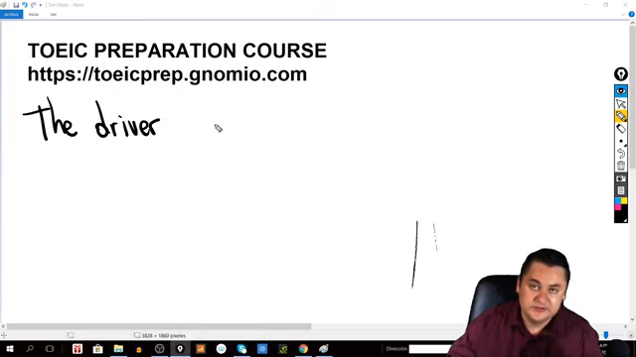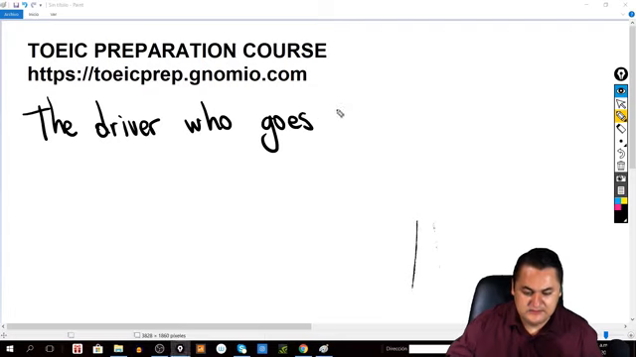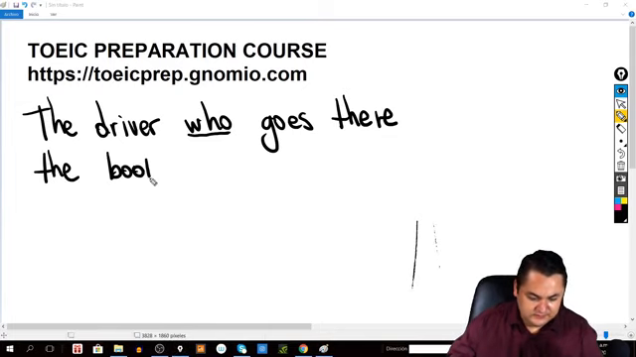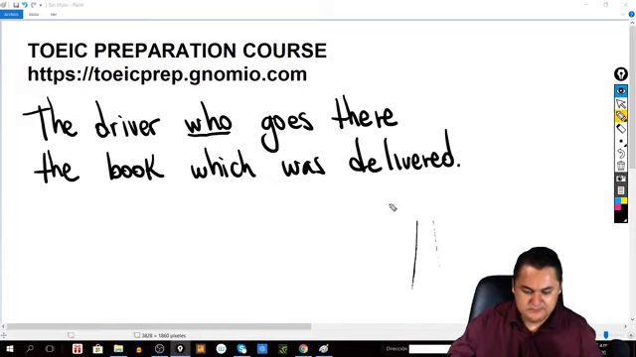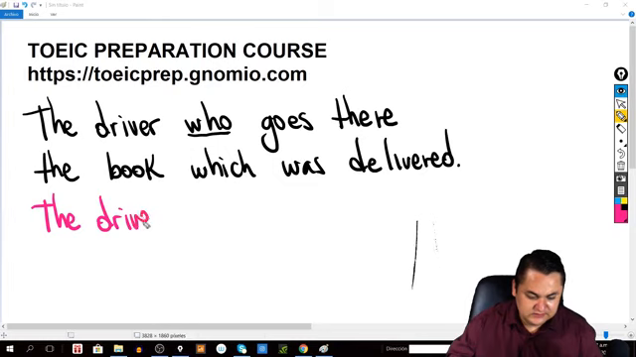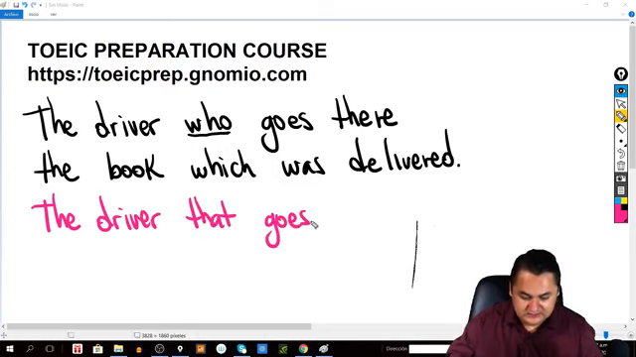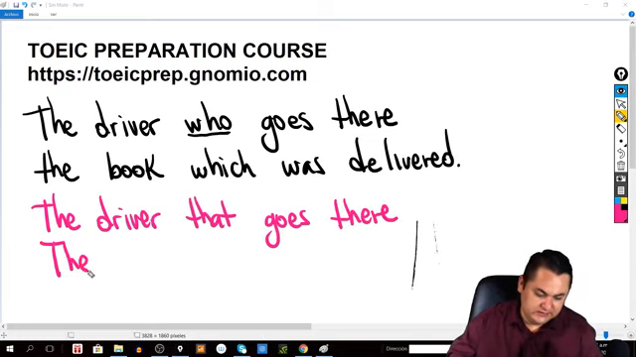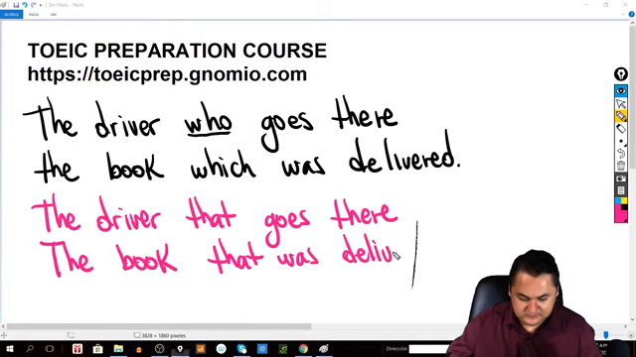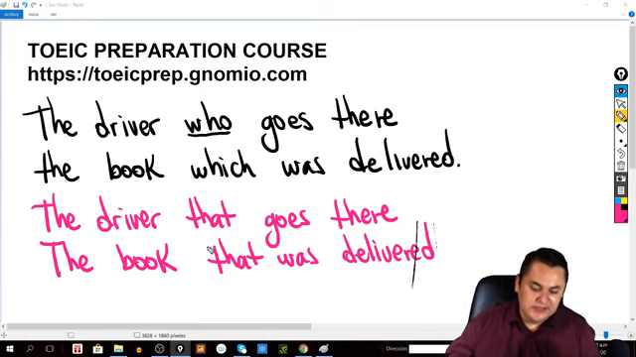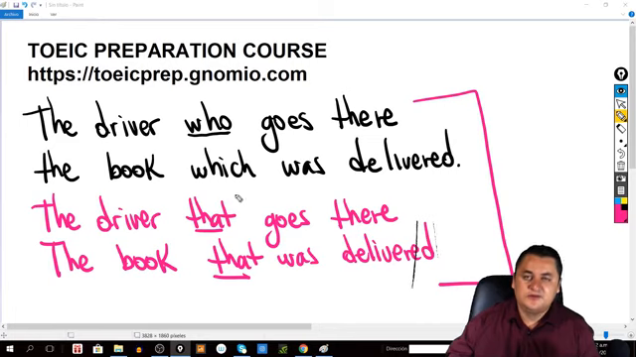The driver is a person. Who goes there? And that's the verb, goes. The book which was delivered. Now, in these two sentences, we can also say the driver that goes there, or we can also say the book that was delivered. Usually the day of the test, if the same word can be used for two expressions or sentences, they're going to give you only one, not the two of them.